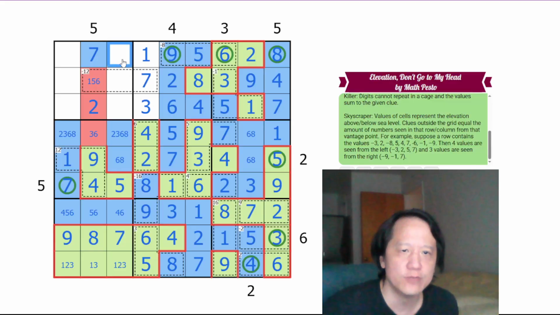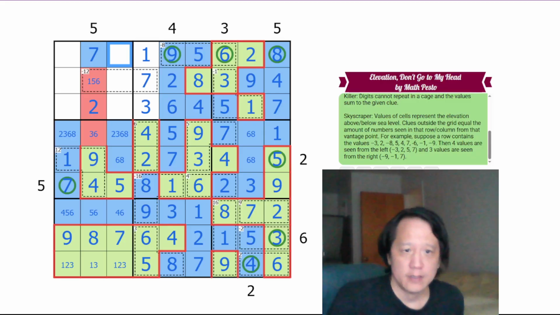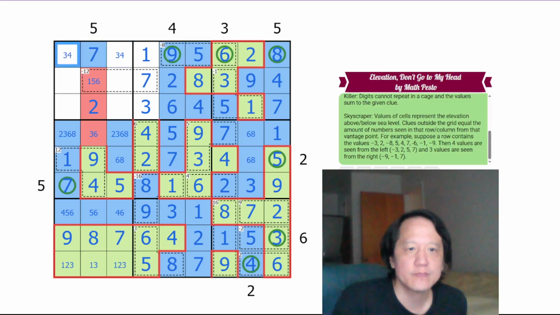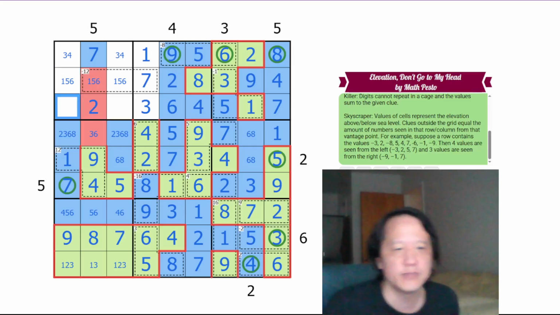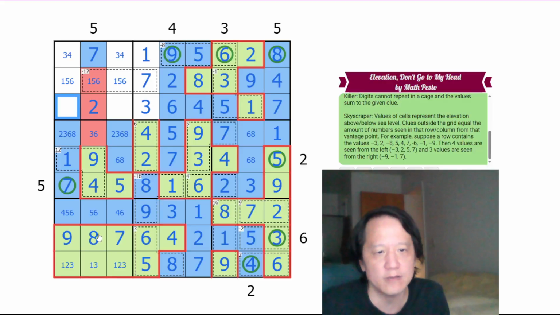Remaining digits of row 1. We have 3 and 4. Remaining digits of row 2, 1, 5, and 6. Remaining digits of row 3, 8, and 9. This can't be 9 because of 9 in the column, so that's 8, which makes that 9. That eliminates 8 here.